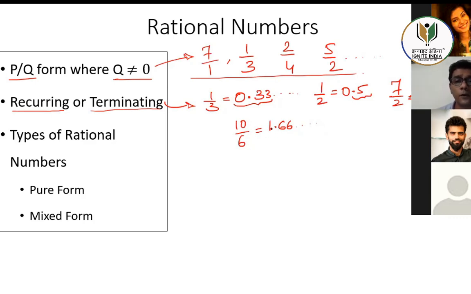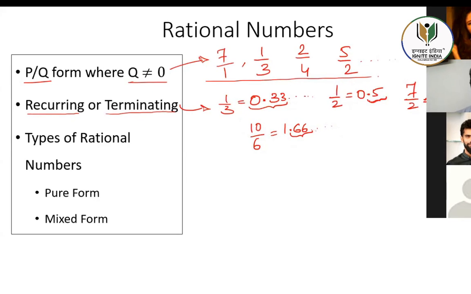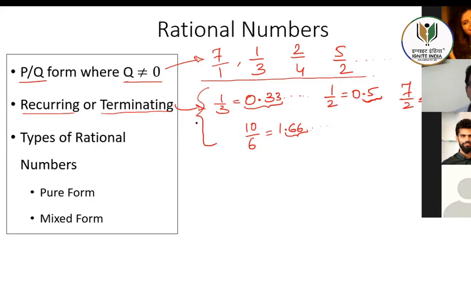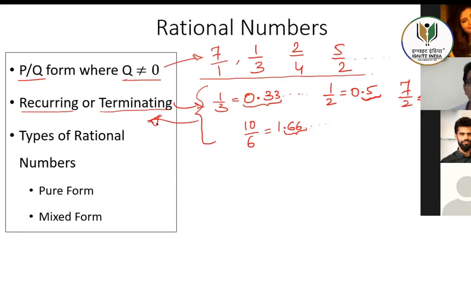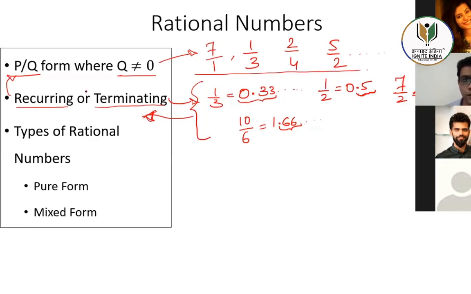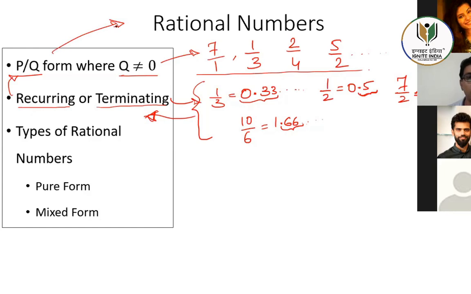So 1.666. When I look at the decimal form, either the decimal form is recurring, which means the digits are repeating themselves, or the decimal form is terminating, which means after the decimal point the digits terminate. They stop, right? So when a number falls in one of these two categories, recurring or terminating, it means that it is in the P by Q form, and thus it becomes part of the rational numbers.